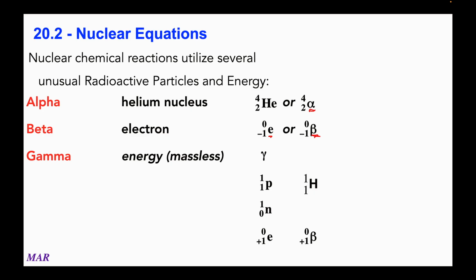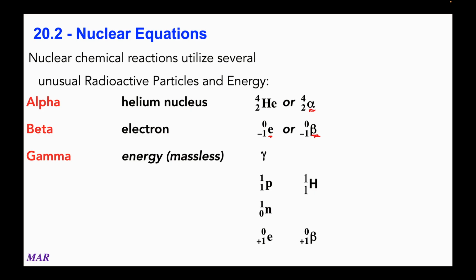Gamma radiation is pure energy, so there's no mass at all. So there's no atomic numbers, no mass numbers, anything like that. It's literally pure energy. Gamma radiation is one of the electromagnetic radiation types we talked about.